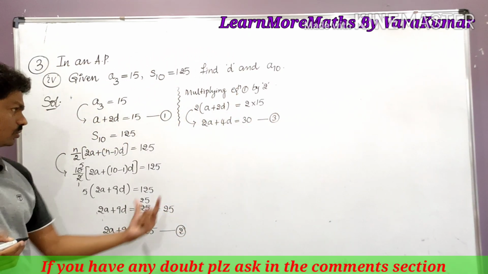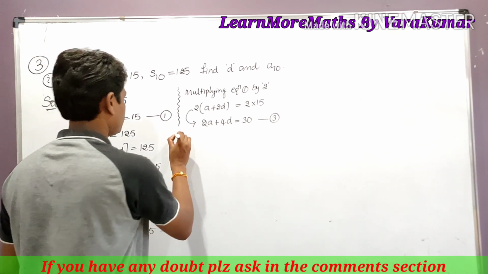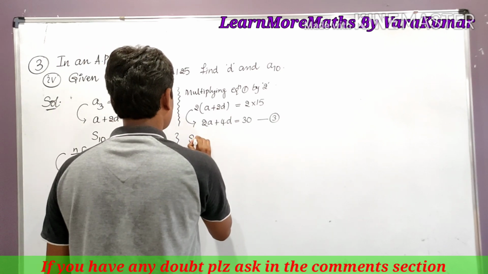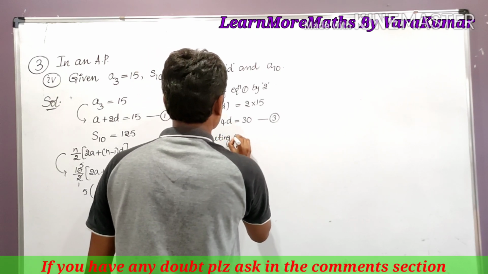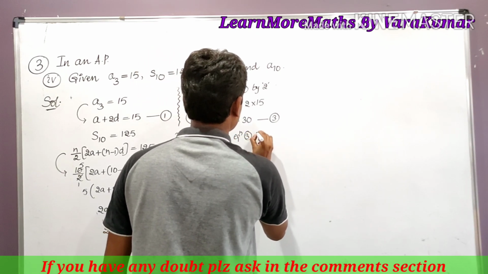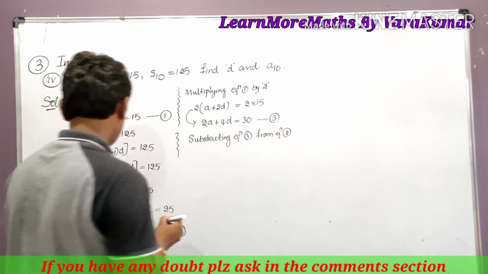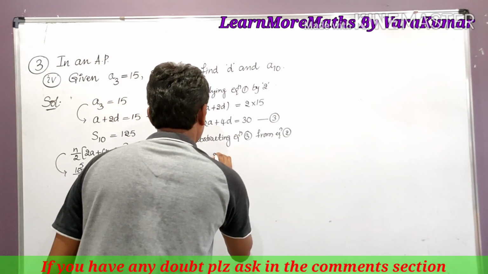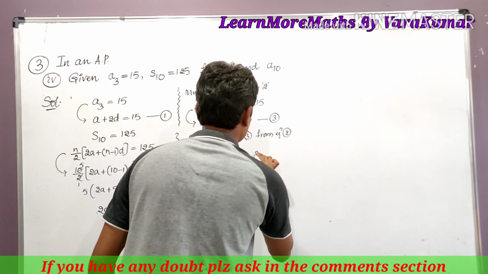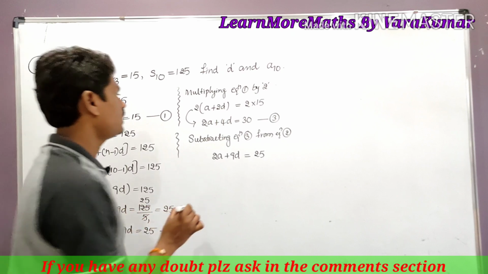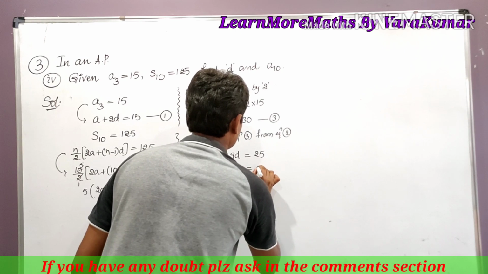So now we have 2a and 2a here. So subtracting equation 3 from equation 2, student. What is equation 2, student? Just I am writing 2a plus 9d is equal to 25. This is equation 2. What is equation 3? 2a plus 4d is equal to 30.